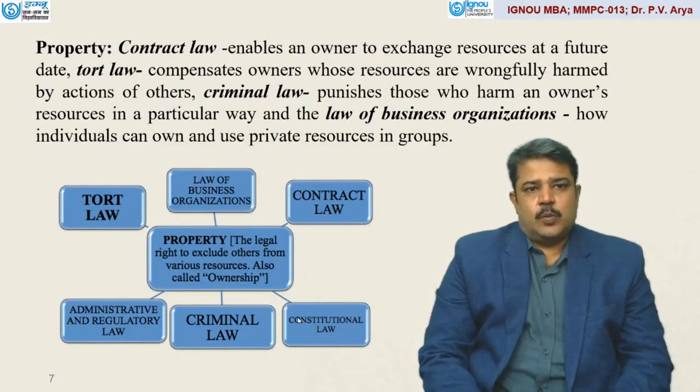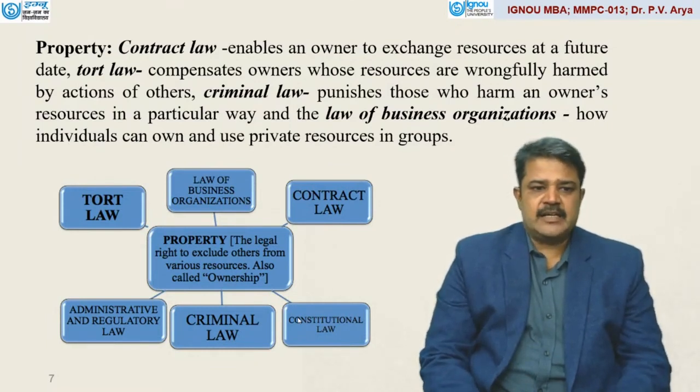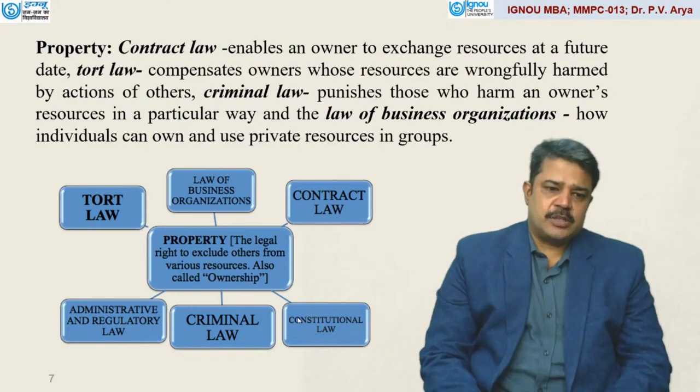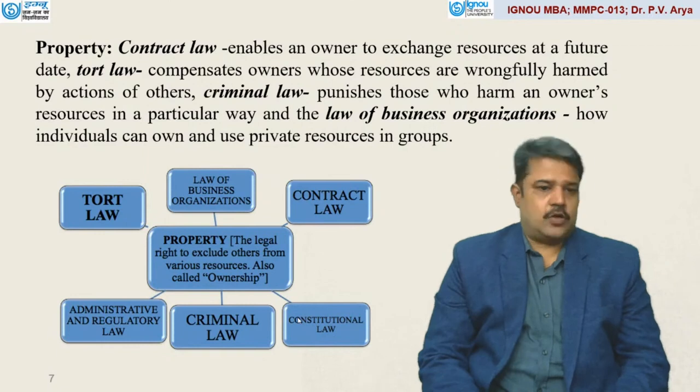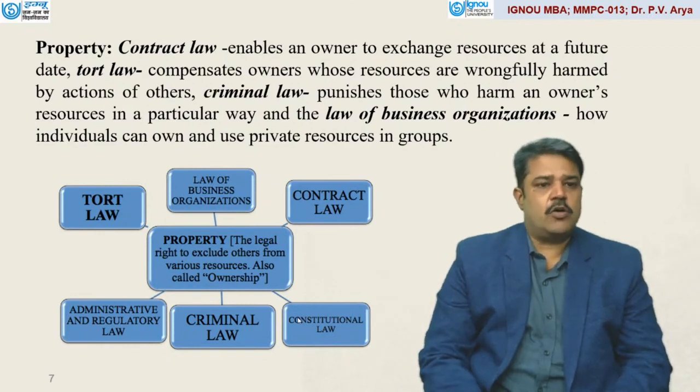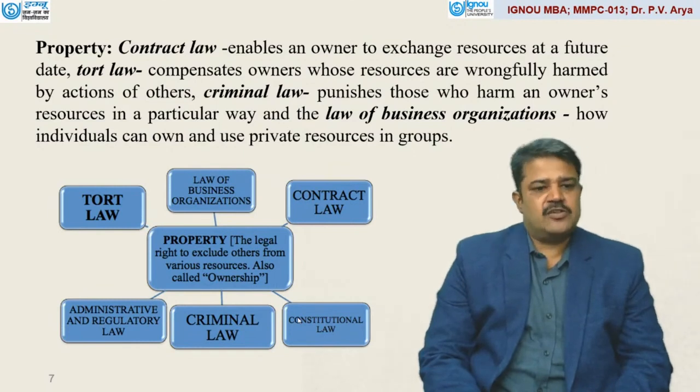Well, the last one, the property, can be explained in terms of a wheel of property. There are certain laws which provide the ownership of the property. Basically, property is the legal right to exclude others from various resources, also called ownership. And the ownership or right to property is supported by various aspects like tort laws, laws of business organization, contract laws, administrative and regulatory laws, criminal law, constitutional law.